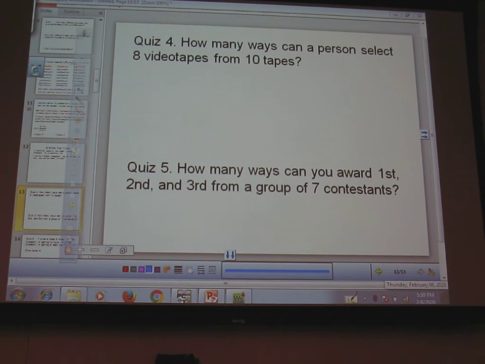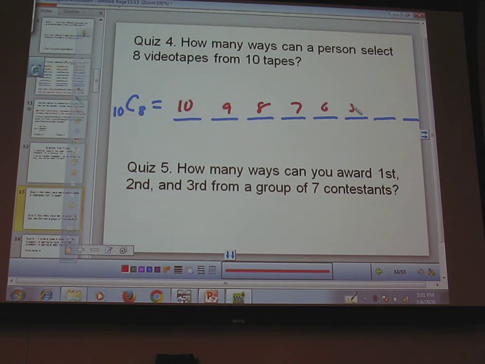All right, so let's take a look at what we got. Quiz number 4, does order matter? No. So how many items do I have? 10, and I'm choosing 8 of them. So I'm going to have 8 slots. How many options for the first one? 10, then 9, 8, 7, 6, 5, 4, and 3. Stop there. And then I divide by 8 factorial, since order doesn't matter, so I'll just go 1, 2, 3, 4, 5, 6, 7, 8. Perfect.